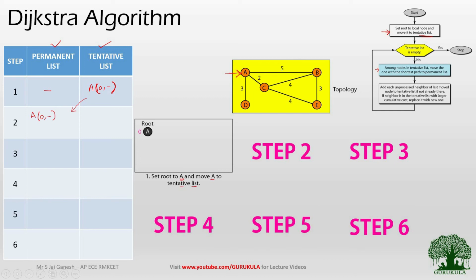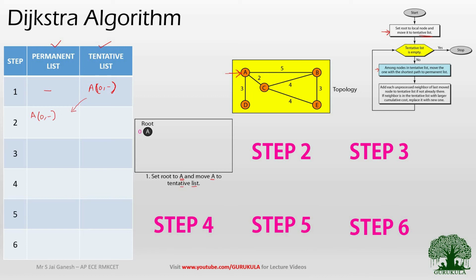Add each unprocessed neighbor of the last moved node to the tentative list. The last node moved to the permanent list is A. Now I need to add all the neighbors of A to the tentative list. Before moving one to the tentative list, we have to make sure that it is not already processed, or it should have the least cost.